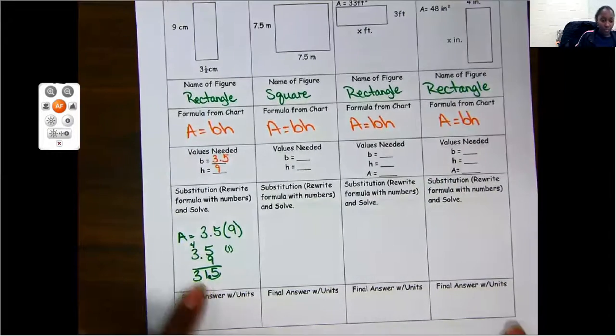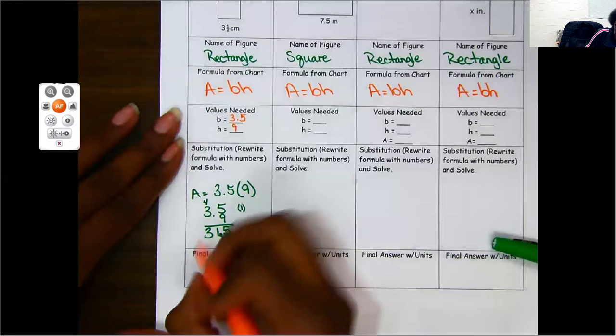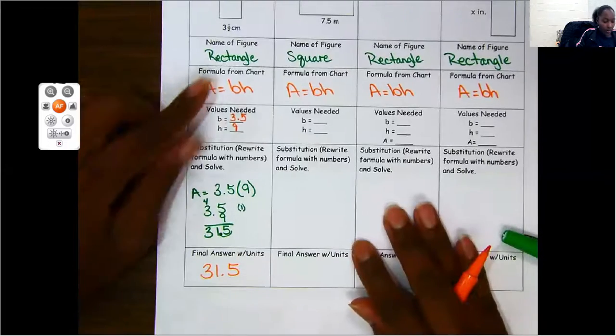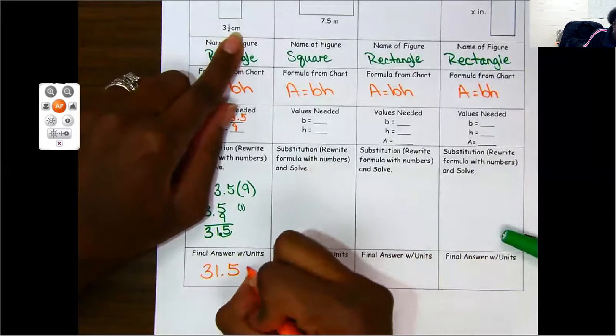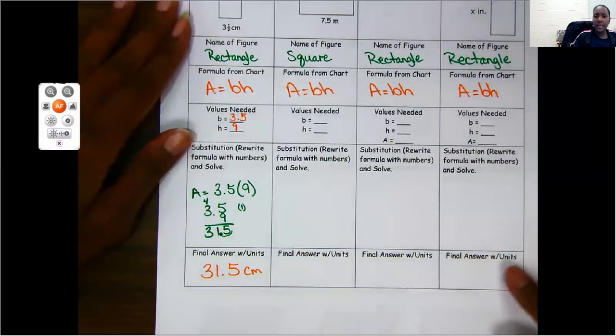So now I have 31.5. So my final answer with the units is going to be 31.5. And the units from my problem says centimeters. Remember, ladies and gentlemen, labeling your answer. 31.5 what? I don't know what you're talking about if you don't tell me in the units. So 31.5 centimeters, okay? Let's look at the next one.